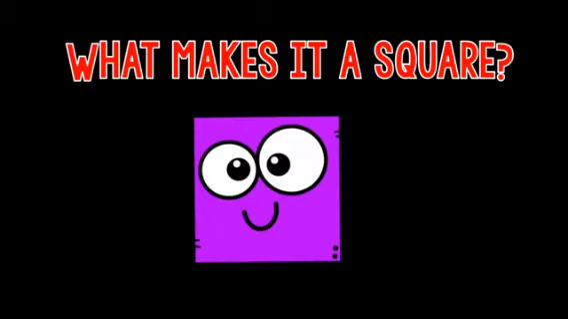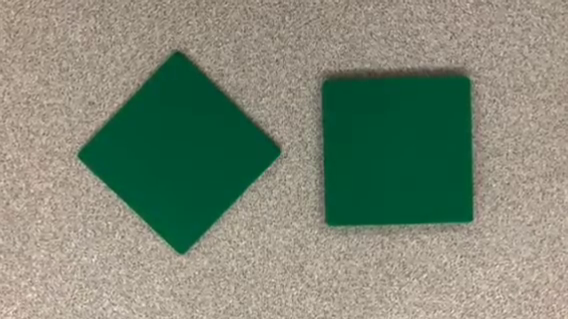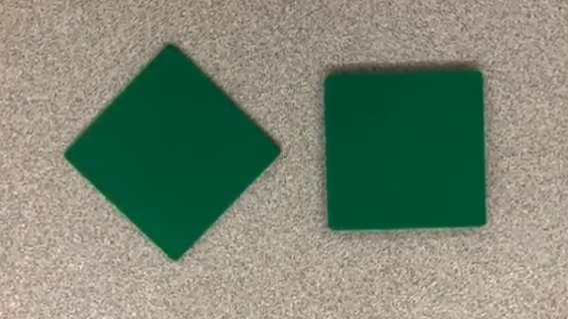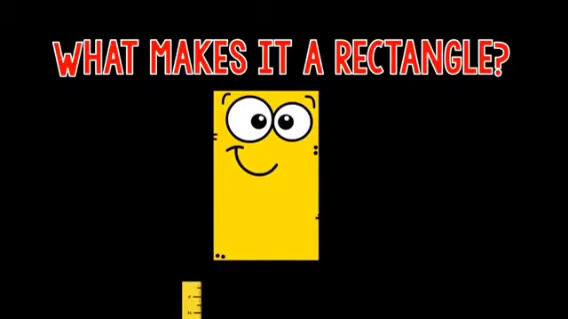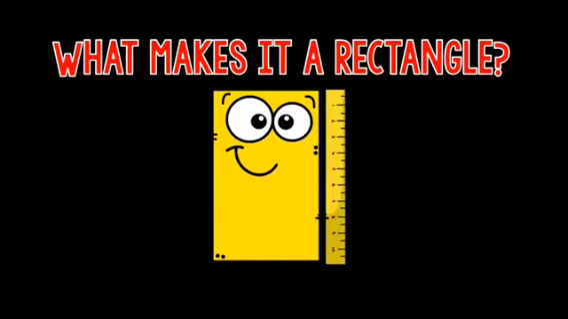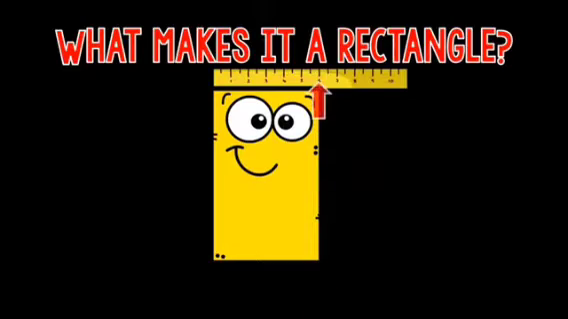What makes a square? Well, a square has 4 equal sides. Their sides are all the same length. Even on my own squares, I have 4 equal sides. No matter what angle I turn it, it's still a square. If I look at a rectangle, it has 2 long sides and 2 short sides. Let's look at my real rectangle. It also has 2 short sides and 2 long sides.